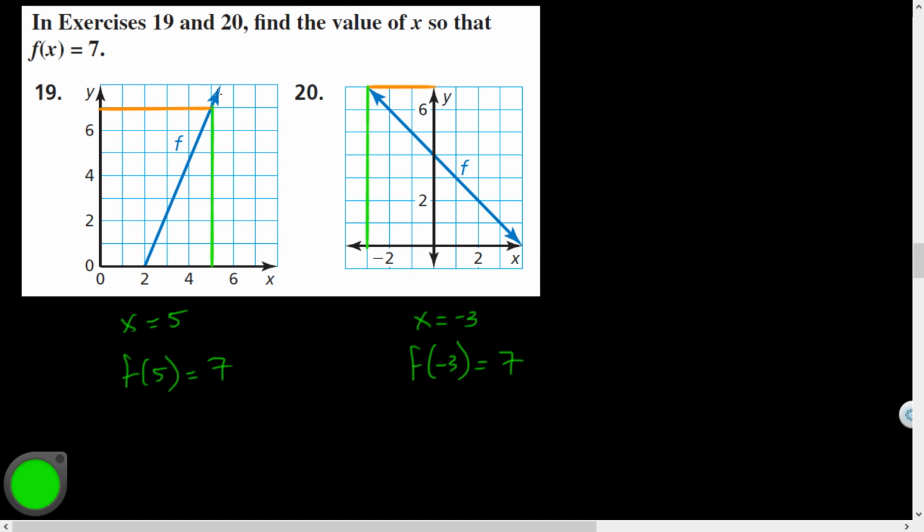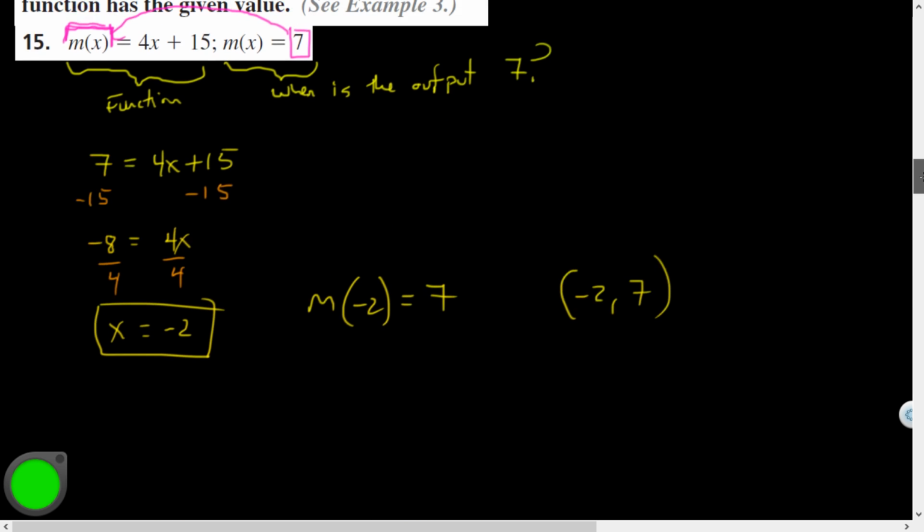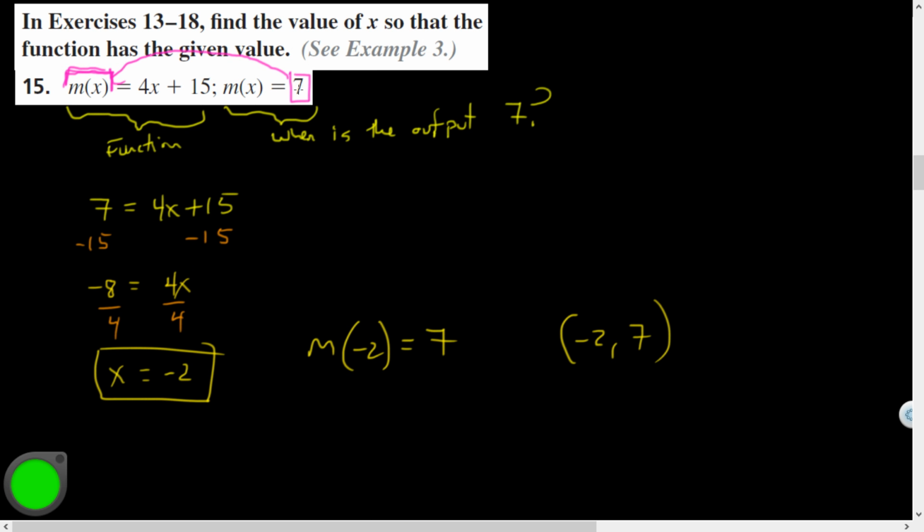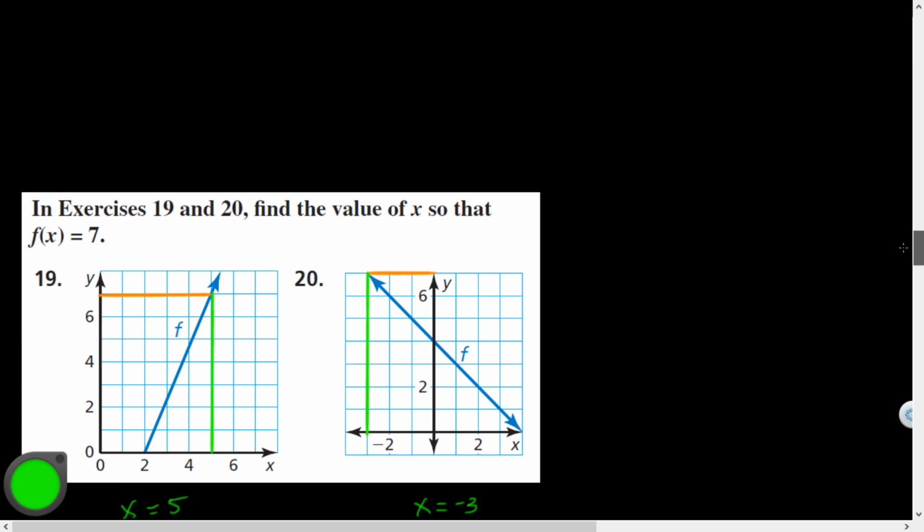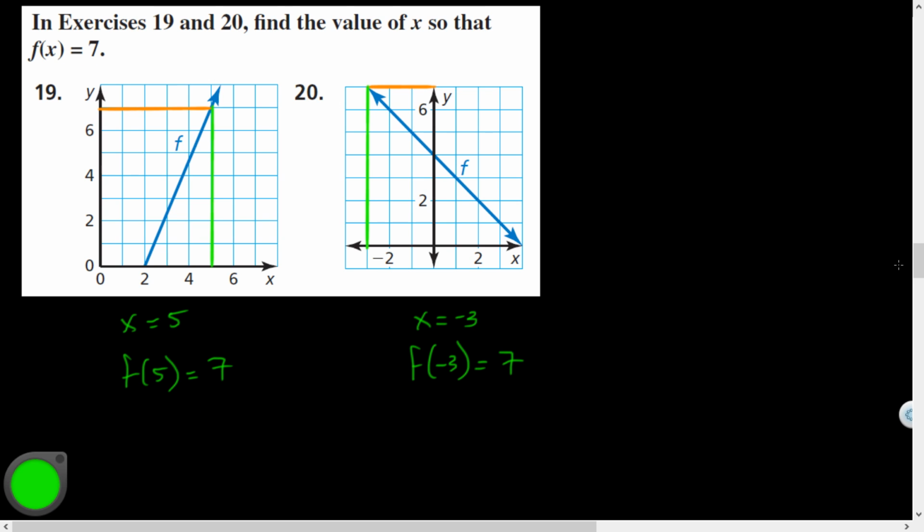These were asking the same question as the problem we just did, number 15, except we had a graph to work off of rather than an equation. Notice I was able to figure out when that output was happening and then trace it back to the corresponding input. Same idea here. When was this output happening? I plug 7 in for the output, and then trace it back to the corresponding input that gave me that output. All right, thanks for watching, Internet friends.